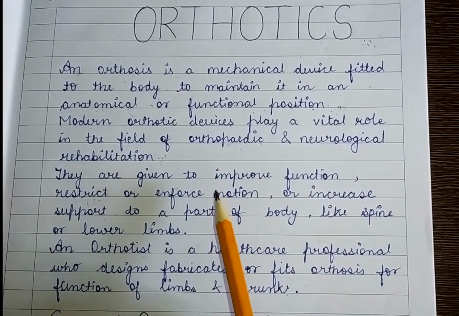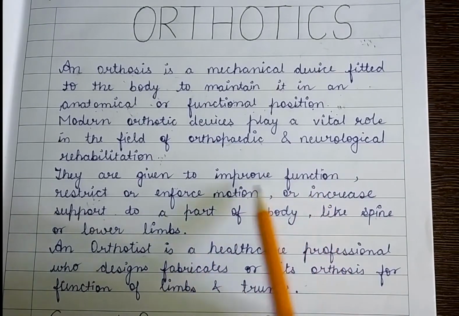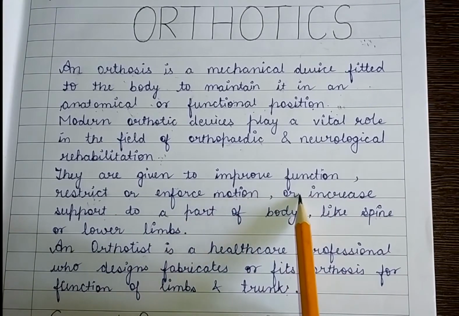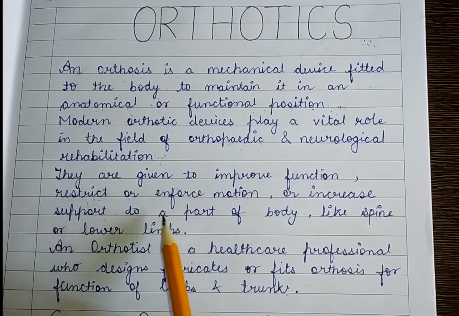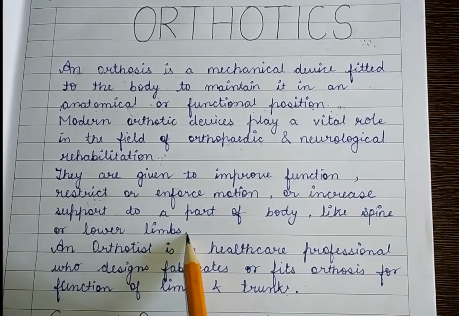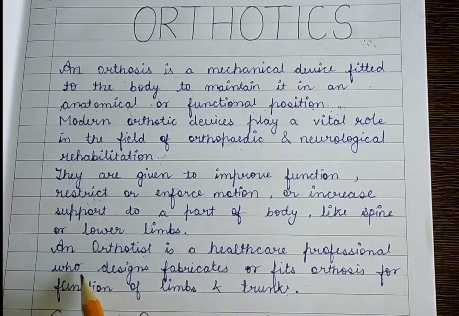What are the main functions? They are used to improve function, to restrict motion or to enforce motion, or to increase support to parts of the body like the spine and lower limb. An orthotist is a healthcare professional who designs, fabricates or fits orthoses for the function of limbs and trunk.